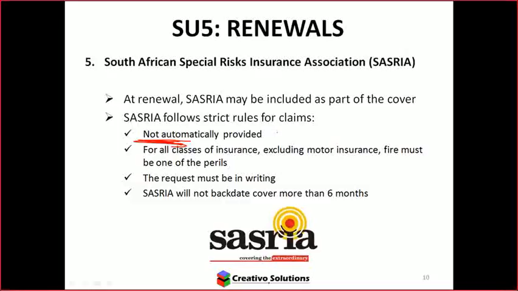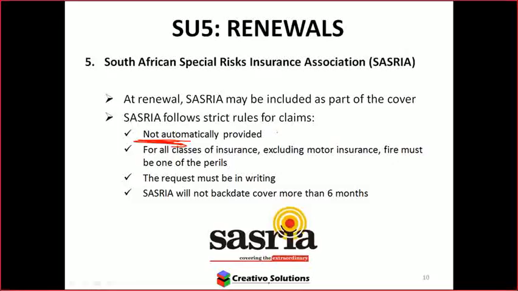Freestanding house. Okay, so then SASRIA would actually be part of your contract with the insurer for your house. But it applies to anything: contracts for complexes, contracts for buildings, for commercial purposes and others as well. It's something that needs to be specifically included for those riots or civil type of destruction.